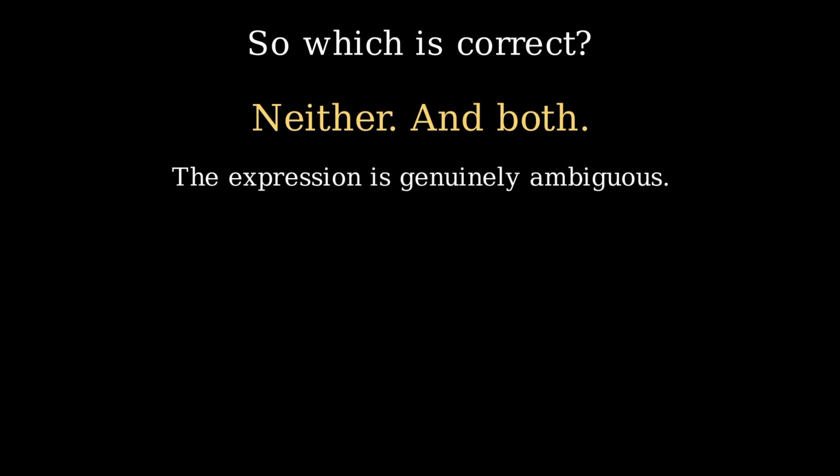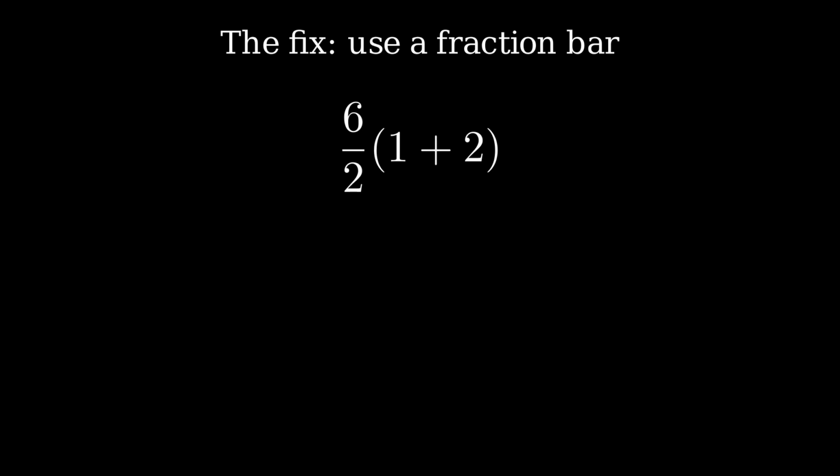Professional mathematicians avoid this entirely by never writing division this way. Written with a fraction bar instead, there's zero ambiguity. 6 over 2 times the quantity 1 plus 2 has exactly one answer because the fraction bar shows exactly what's being divided. So next time you see this problem, the trick isn't solving it. It's knowing it was never fair to begin with.